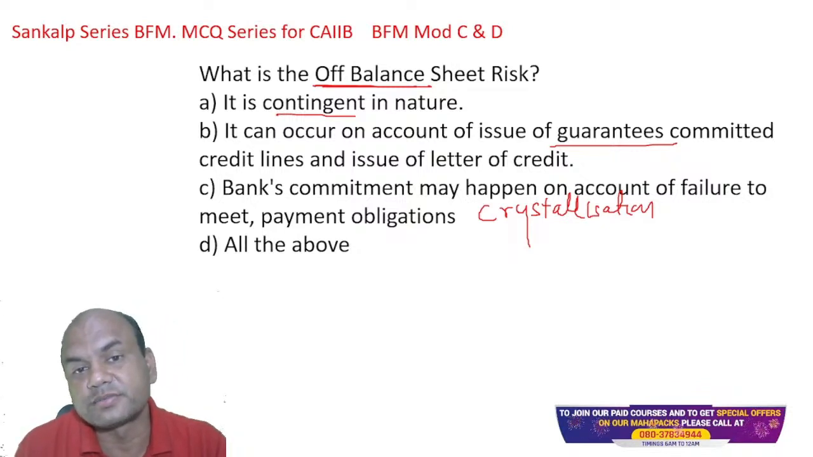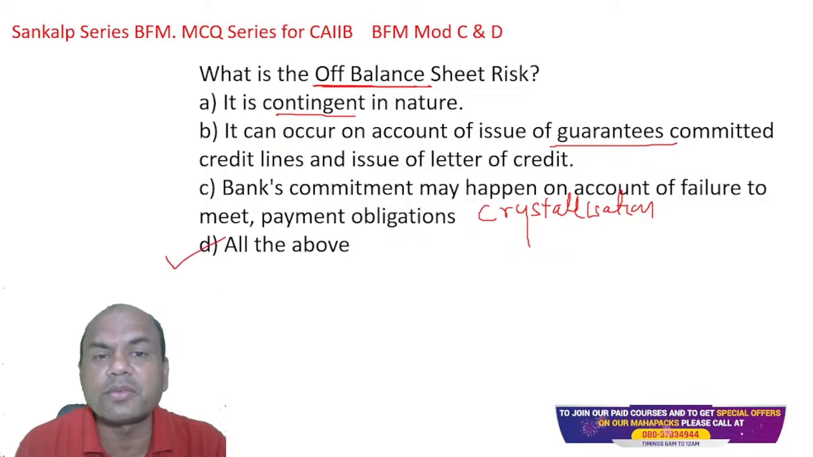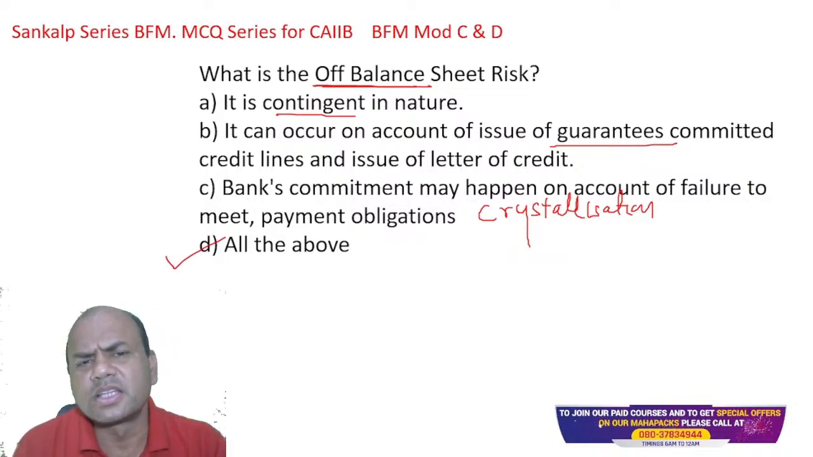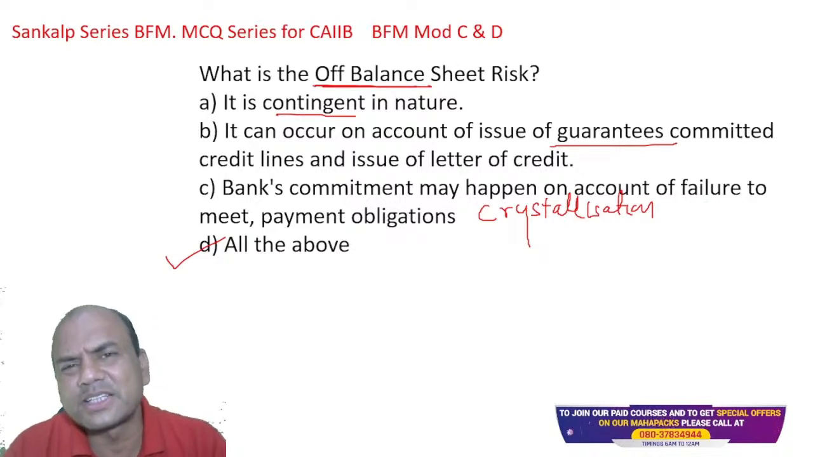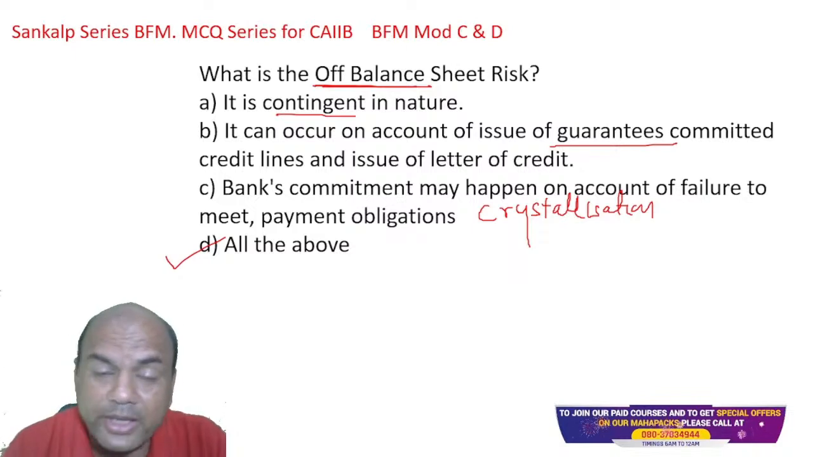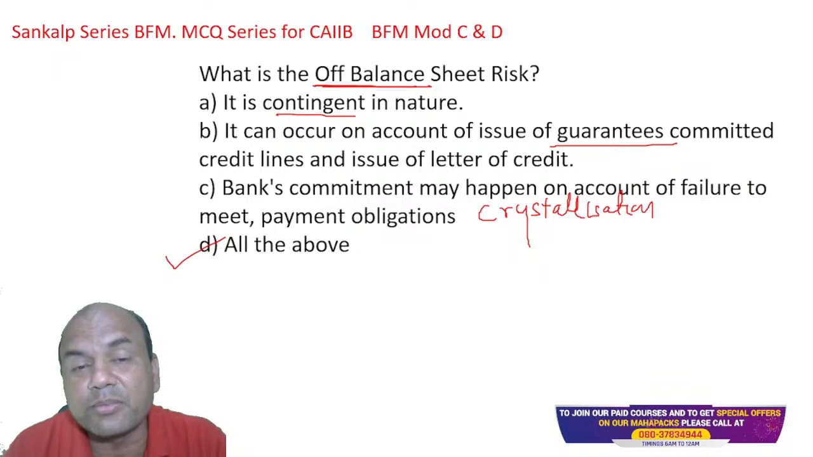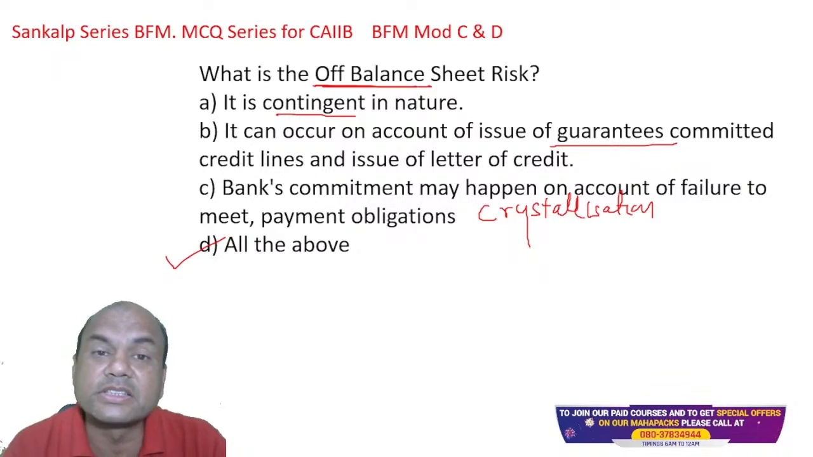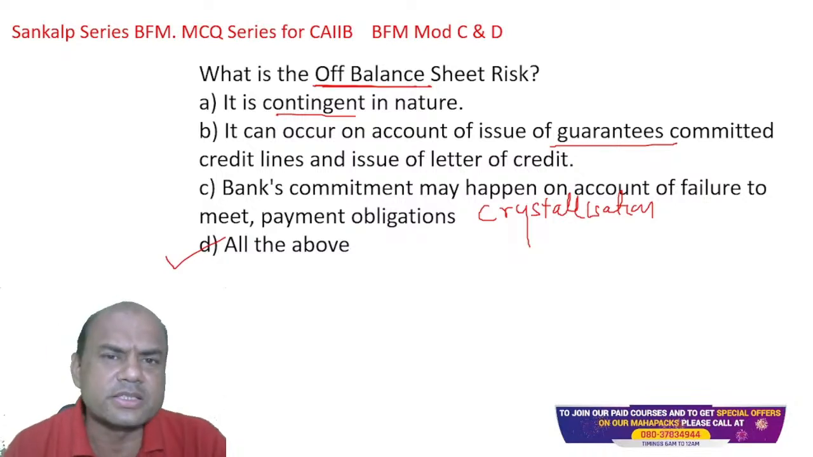Off balance sheet. It is D, all of the above, correct? All of them are off balance sheet items. None of them is an on balance sheet item. What is an off balance sheet item? Here I don't pay cash right now. That is off balance sheet. A balance sheet item means there I pay the cash. CC, term loan, I am paying the cash. Guarantees, I am not paying the cash.